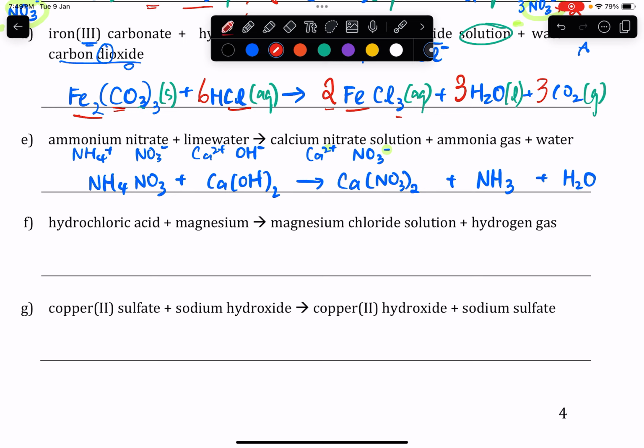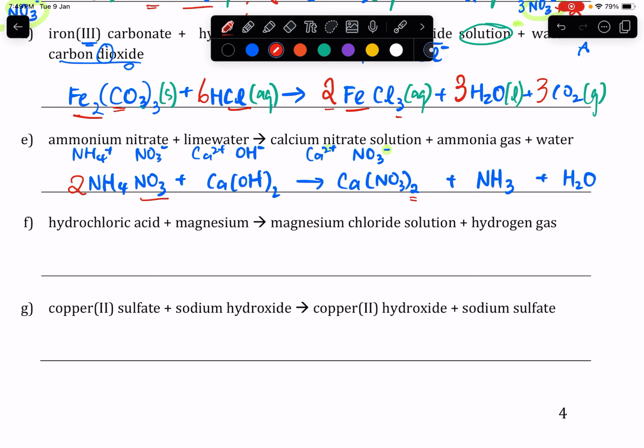Okay, let's try and balance. First thing to balance is metals. Metals on both sides, I have 1 calcium, settled. Then next, let's try and balance ions. Now I can see that nitrate on the right hand side there's 2, on the left hand side there's only 1. So I will try and multiply here by 2 for the nitrates to balance.